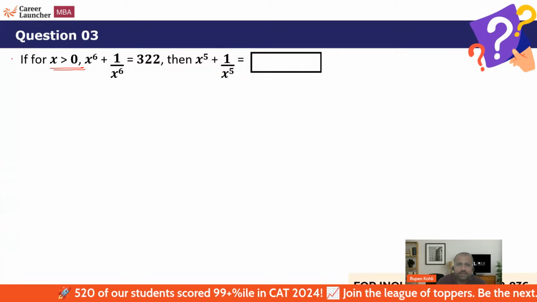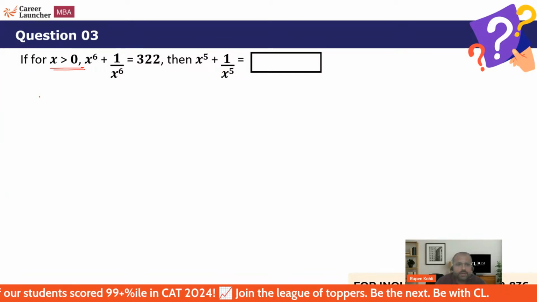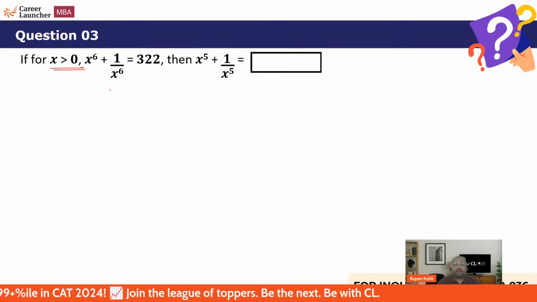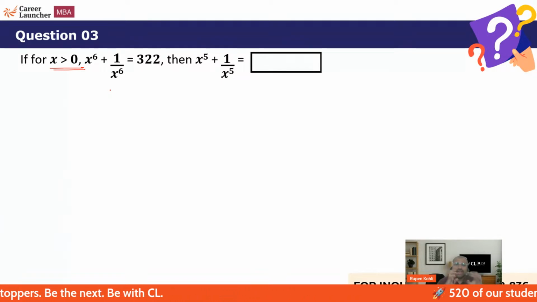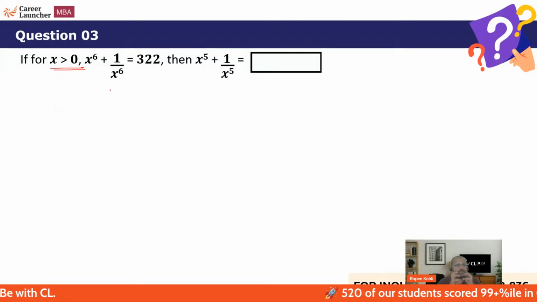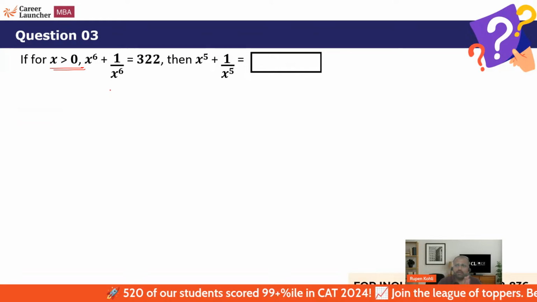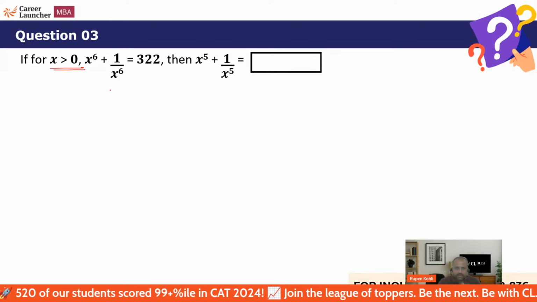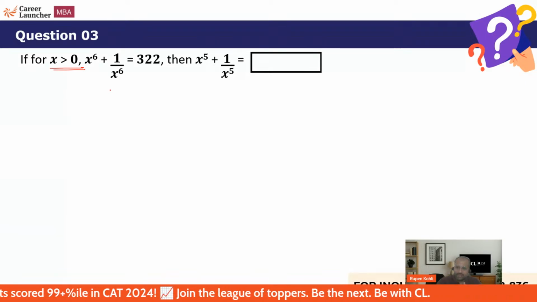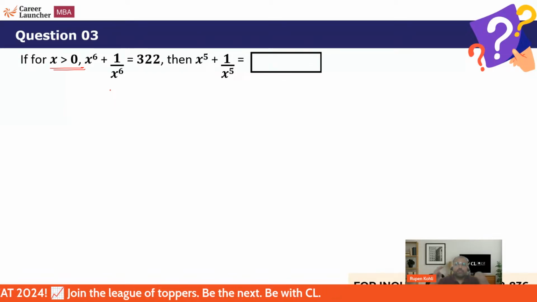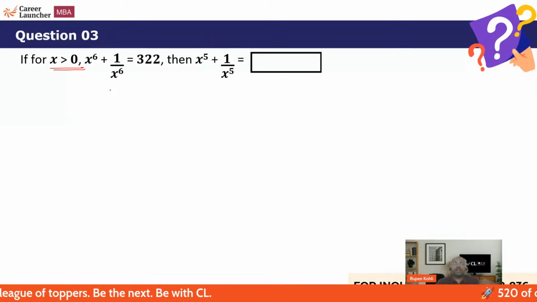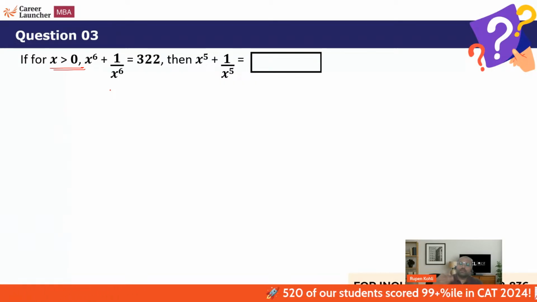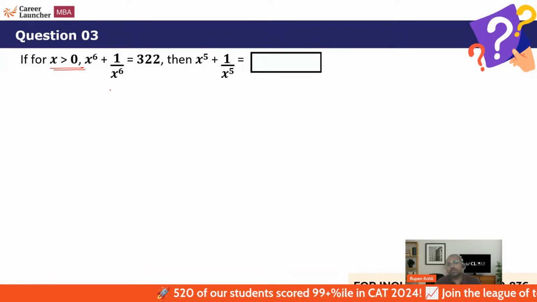How? Let's see. Okay. So the logic is that in all these questions, always remember the funda. X plus 1 by x is the path through which you have to go always, right? Means that is the starting point. Now, if you are given something in this form, x raised to power 6 kind of form, then your mindset should always be, okay, let me try to backtrack and find the x plus 1 by x value. That can only help us to then further reach x raised to power 5.